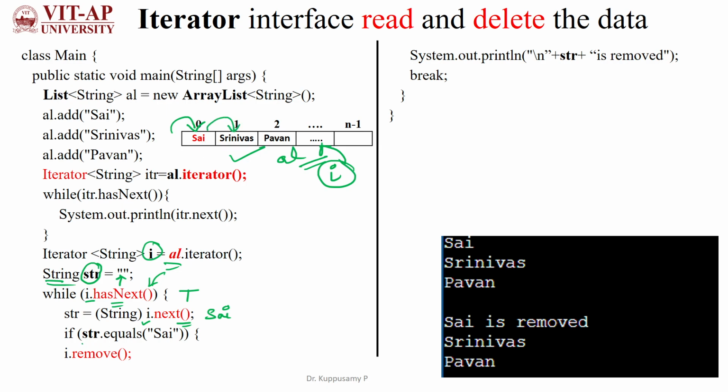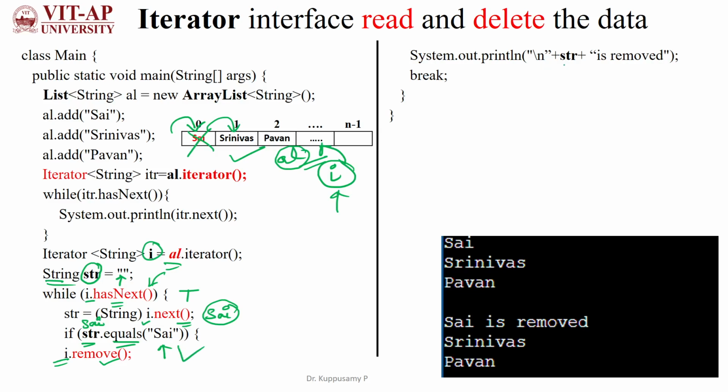At this position we are checking whether Sai is equal to our passing argument, here Shai. If both are equal, then we are removing that element. So now Shai is being removed from the object al, referenced by the variable I, by iterating the elements one by one. Now it is removing the string which is matching here.